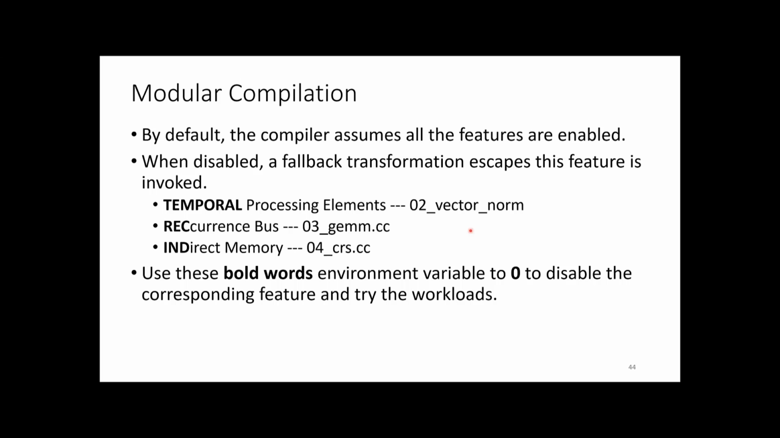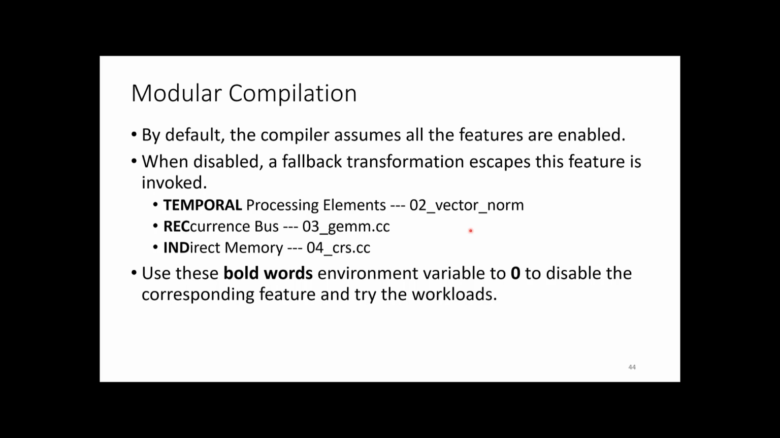A very interesting thing I would like to cover here is the modular compilation. As aforementioned, we have a very diversified hardware capability, and in our compiler, we should cover all these features. And sometimes we don't want it to be a superset. We just want a subset of the features. So we can use some flags to enable or disable these features. When disabled, a fallback transformation that escapes this feature will be invoked.